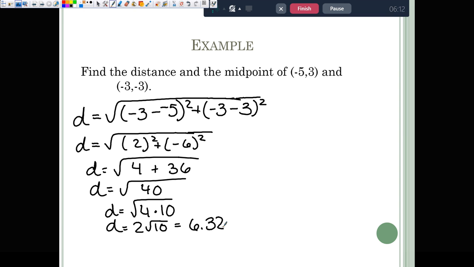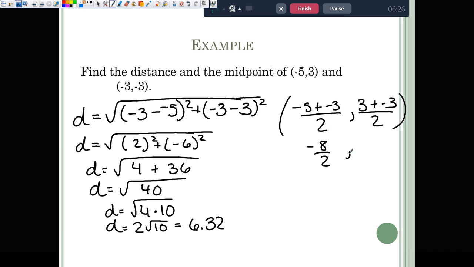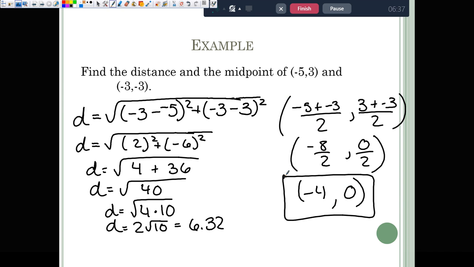And midpoint. So for midpoint, we take negative 5, and I'm going to add negative 3, and we're going to divide that by 2. And 3 plus negative 3, and we're going to divide that by 2. So I'm going to get negative 8 over 2 and 0 over 2. And what is negative 8 divided by 2? Negative 4. And 0 divided by 2 is 0. So my ordered pair is negative 4, 0.